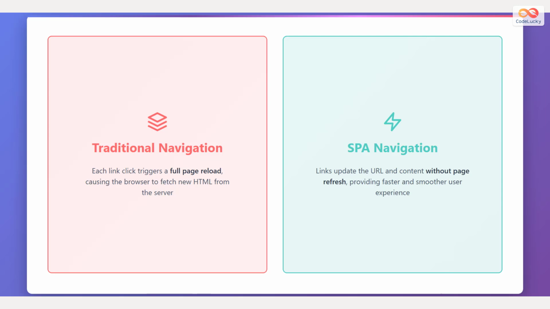Let's compare traditional navigation with single-page application navigation. In traditional navigation, each time a link is clicked, it triggers a full-page reload. This means the browser has to fetch a new HTML document from the server. In contrast, single-page application navigation updates the uniform resource locator and content without refreshing the page. This provides a much faster and smoother user experience.